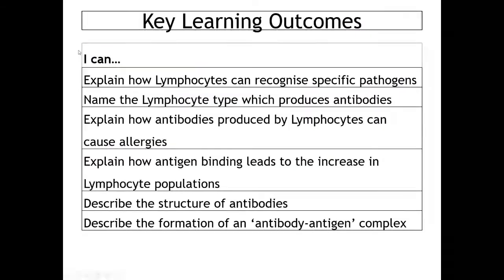By the end of this video, hopefully we understand the key learning outcomes, which are to explain how lymphocytes can recognize specific pathogens, name the lymphocyte types which produce antibodies, explain how antibodies produced by lymphocytes can cause allergies, explain how antigen binding leads to the increase in lymphocyte production, describe the structure of an antibody, and describe the formation of an antibody-antigen complex. This all sounds very complicated, but it's actually very straightforward.